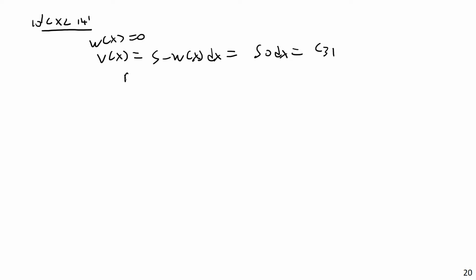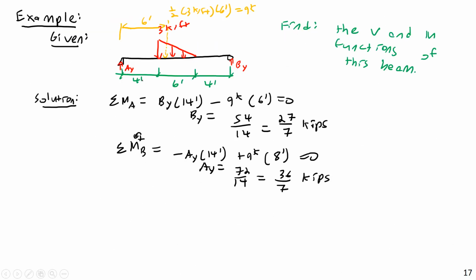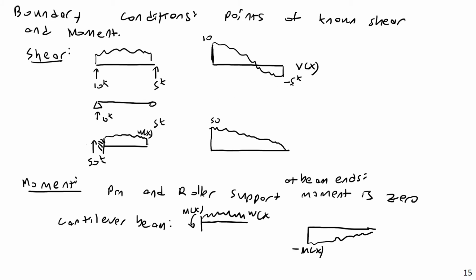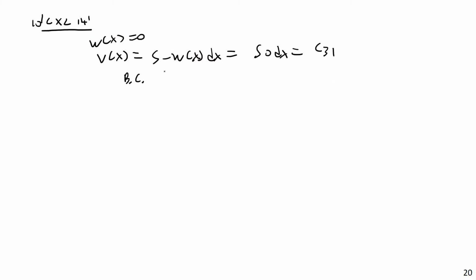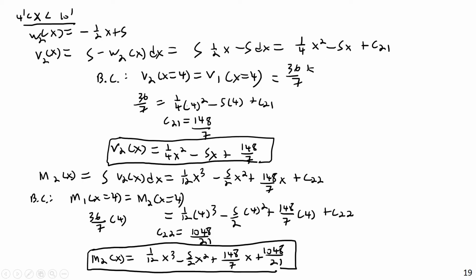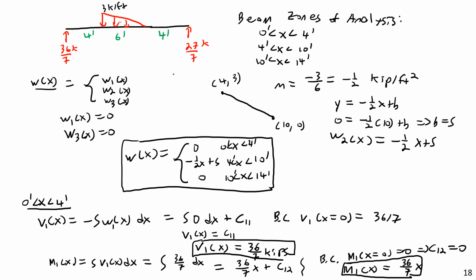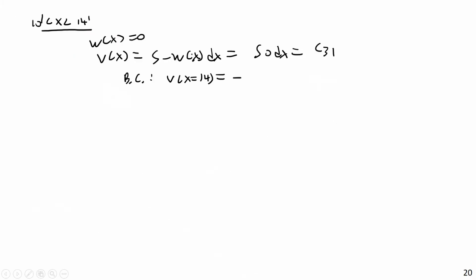And I need a boundary condition. And that boundary condition is, remember back here where I talked about if there's an upward force here, this would be the negative version of that, like negative 5 kips. So I know the reaction over here is 27 over 7 kips. So that means the boundary condition I can use is V at x equals 14 is going to be equal to negative, because that 27 over 7 is going to bring this thing back to 0, but the very instant before that, it was at negative 27 over 7. So negative 27 divided by 7 kips.